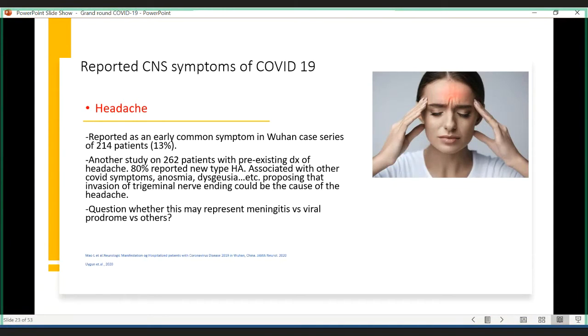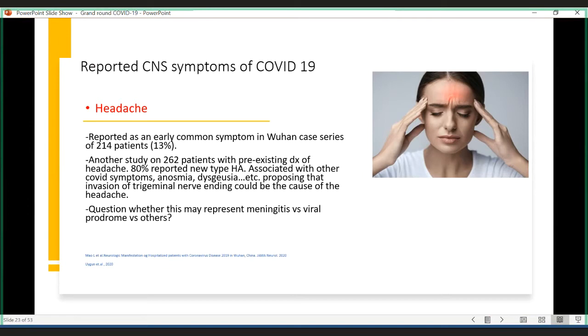Headache is another common symptom with COVID-19. It's one of the early symptoms that happen with the infection. It was reported as the second most common neurological manifestation in the Wuhan study, happening in 13% of the patients. Another study was done on 262 patients with a pre-existing diagnosis of headache in the past, but they defined a new type of headache associated with COVID-19, usually happening at the same time as the COVID symptoms, including anosmia and dysgeusia.